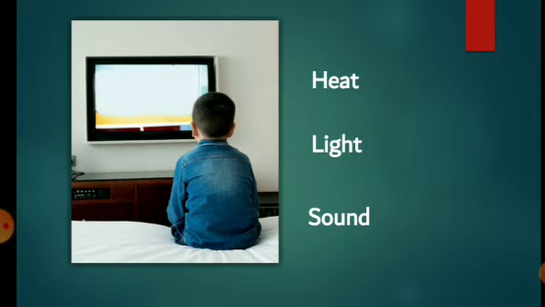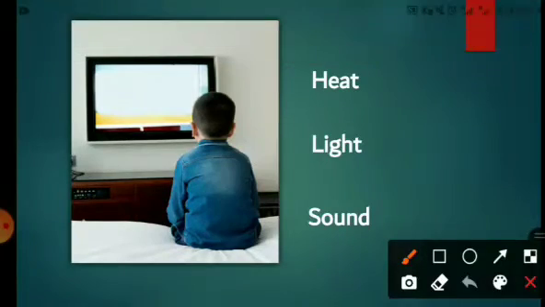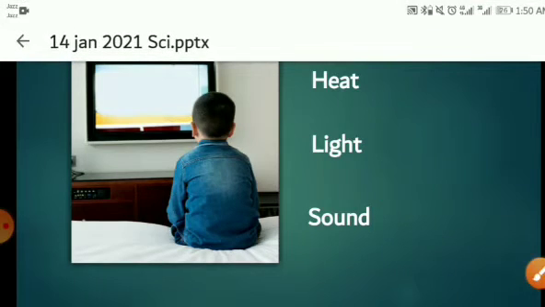A boy is watching a television. Here is a picture of a television. You will tell me, does the television give us heat, light, or sound? So you can tell the television gives us sound. Okay, now come to the next picture.